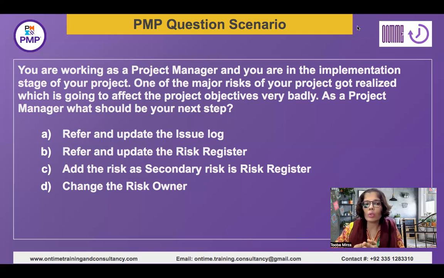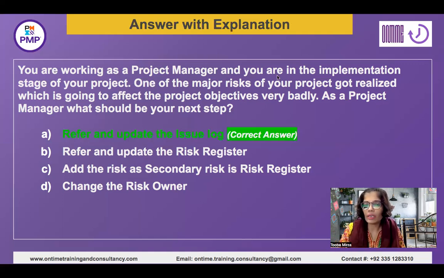The question says that you are working as a project manager and you are in the implementation stage of your project. One of the major risks of your project got realized, which is going to affect the project objectives very badly. As a project manager, what should be your next step? And the option choices for this question are: refer and update the issue log, refer and update the risk register, add the risk as a secondary risk in the risk register, and the last option says change the risk owner. Okay. So here is the right answer to this question, which is refer and update the issue log.